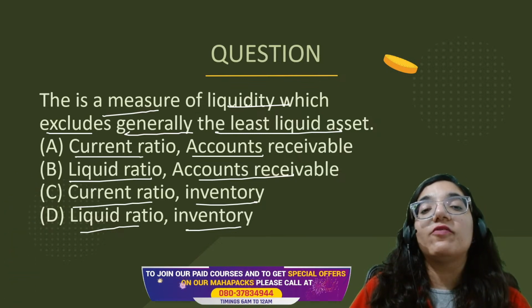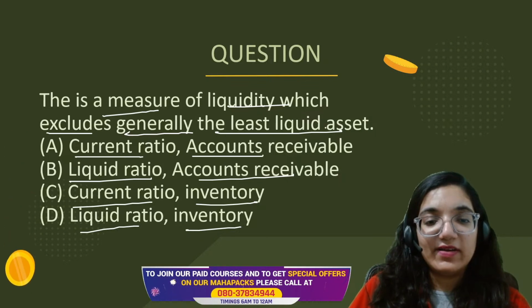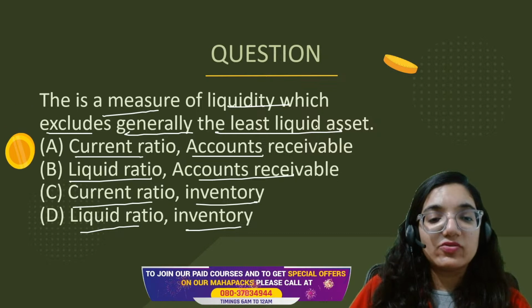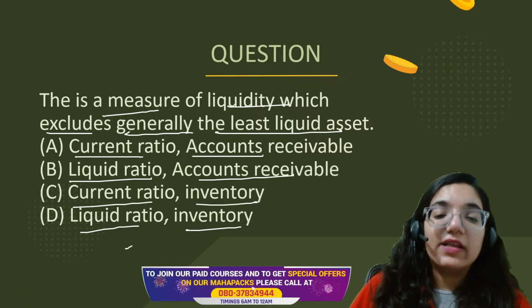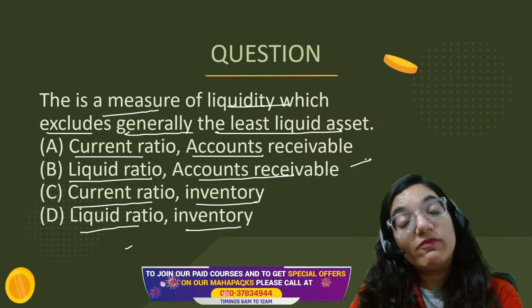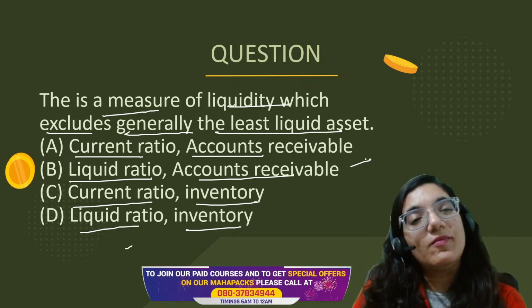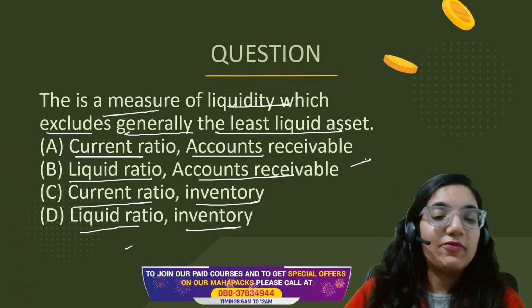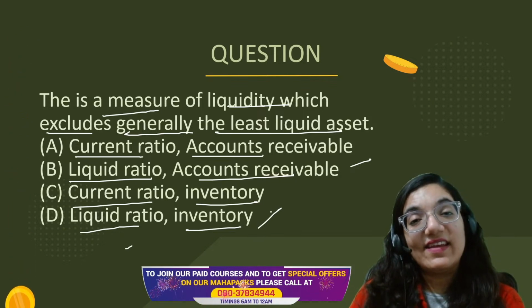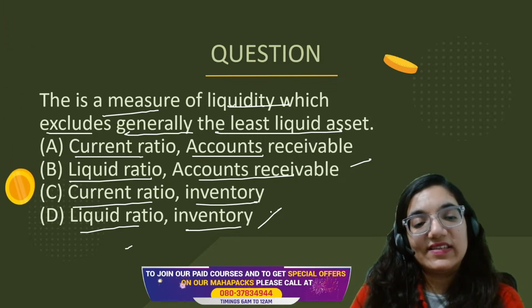What is the measure of liquidity which excludes generally the least liquid assets? That is liquid ratio. But liquid ratio records accounts receivable because we can pressurize the debtor. No, you need to give me money right away. Bills receivable can be pressurized, debtors can be pressurized, but you cannot pressurize and sell off your entire inventory, even if you try very hard, right? Unless you go on a loss, you will not be able to sell these things.